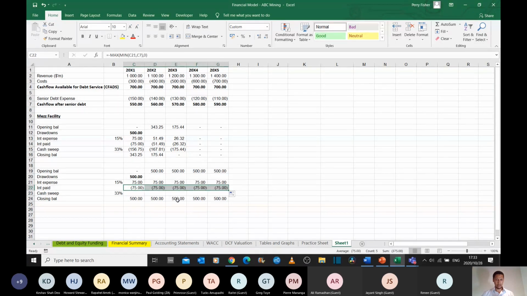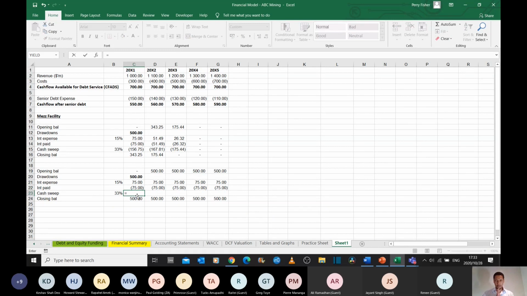So I can then drag that across. Okay. And then let's do the cash sweep again. And let's use a similar reasoning. I know that the cash sweep is going to be the smaller of however much money is in the business and however much is owed to me as a lender. So I can use a min function again.